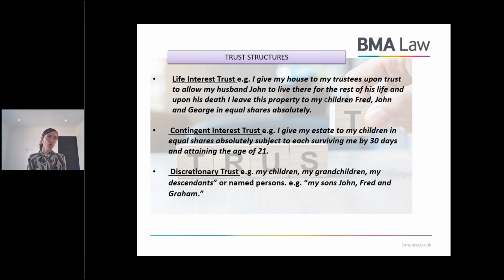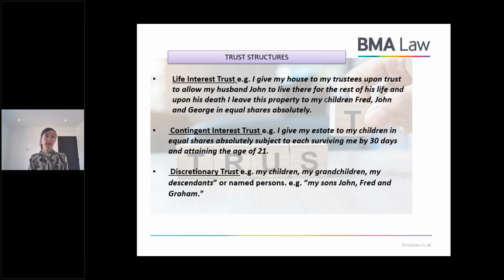Now, there are 2 main reasons why clients choose to create a trust. The first, asset protection. So this is protecting assets from creditors, from third parties. It's usually an attempt to try and keep assets in the family as appropriate. And also it is sometimes an opportunity to reduce tax liabilities.